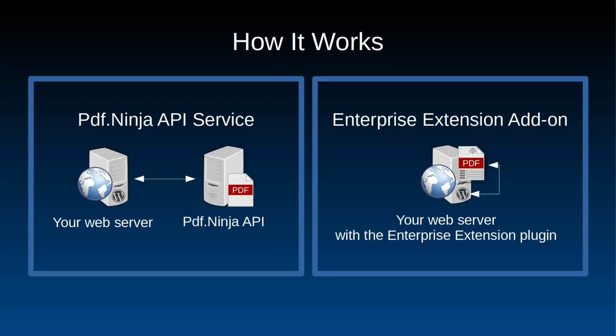There is also an add-on plugin available for enterprise users, who may be interested in keeping data in-house. The add-on plugin, also known as the Enterprise extension, is installed in addition to the main plugin. It uses local binaries to perform all PDF operations directly on your web server. Some users will not be able to use the Enterprise extension plugin due to hosting their WordPress installation with hosting providers that have a very restrictive hosting environment.